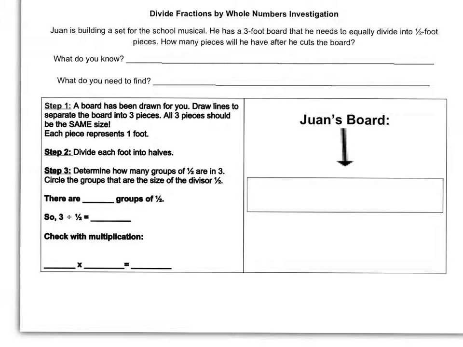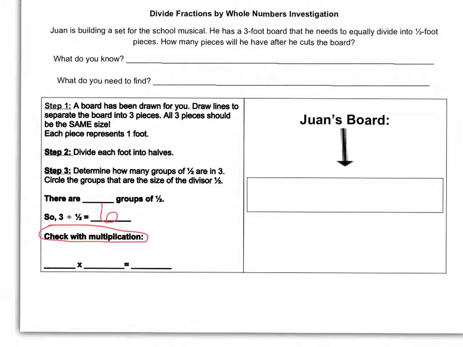I just wanted to make one more quick help video here to help you with this bottom part of 3A that says check with multiplication. We've been getting quite a few questions on this. So after you watch the first video, you already know that the answer here was 6. Okay, so 3 divided by 1/2 equals 6.